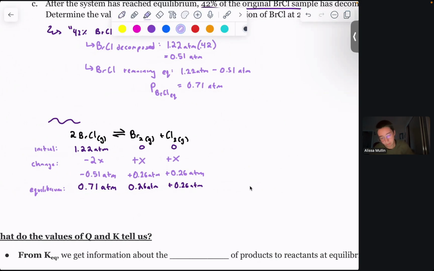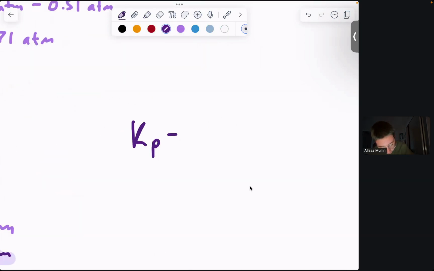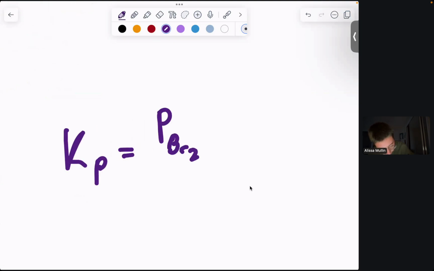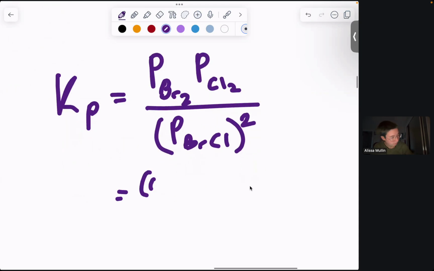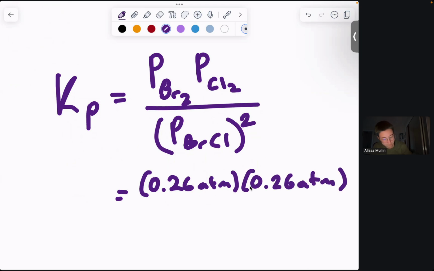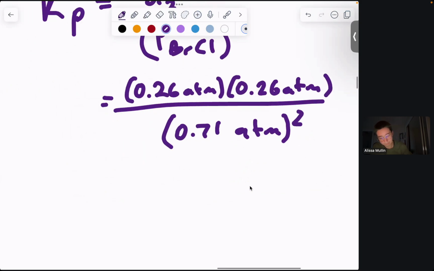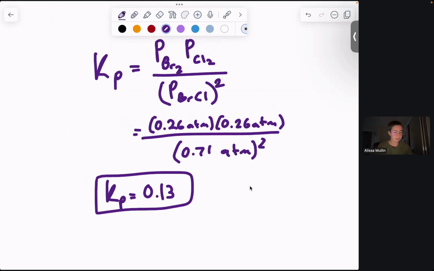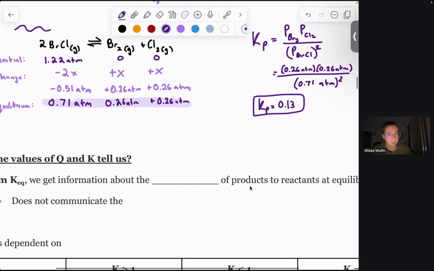Cool. So now I know my equilibrium pressures. Those are what get plugged into our K expression. So let's go back to that. K pressure is equal to the partial pressure of the products over the partial pressure of the reactant squared. Neat. Okay, cool. So that's one of the strategies we might use to get K. We'll see some others in a bit.